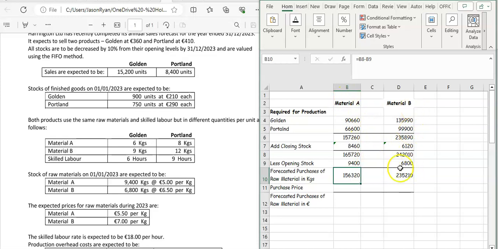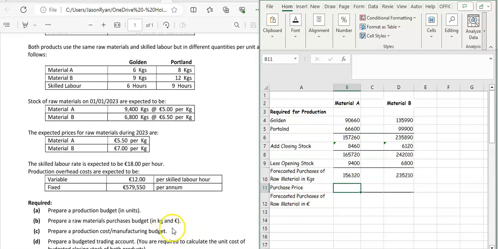And the last thing then is to find it in euros, because that's what it's asked us to do in the question. So we know that material A is worth €5.50 during the year and material B is worth 7. So we multiply the figures that we've calculated so far by €5.50 and by €7, and that's going to give us the figures then.